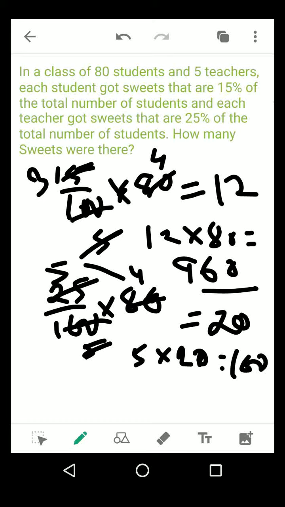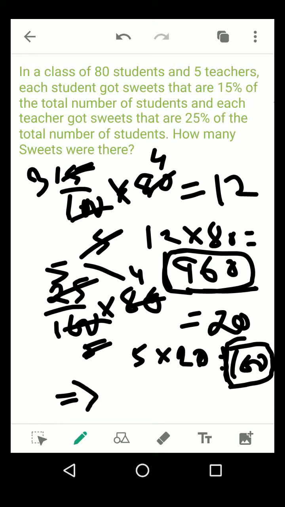So the total sweets distributed among the students is 960, and total sweets distributed among the teachers is 100. So the total is 1060 sweets distributed. 1060 sweets are there.